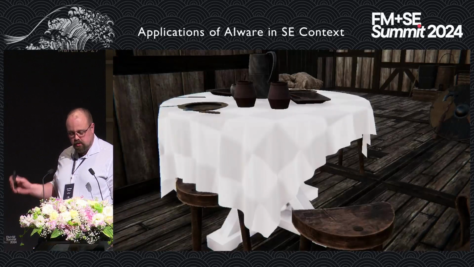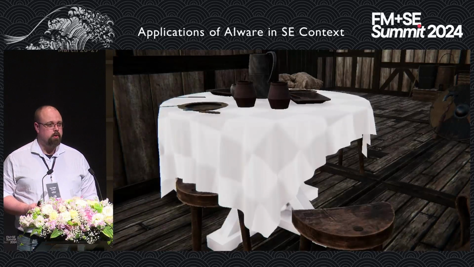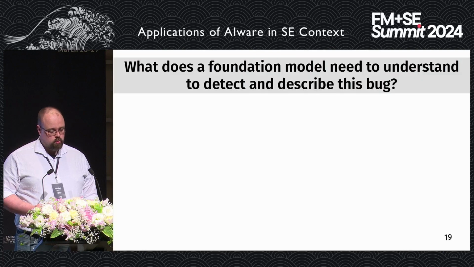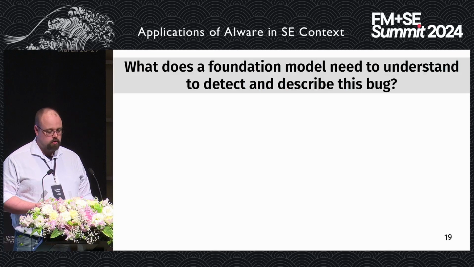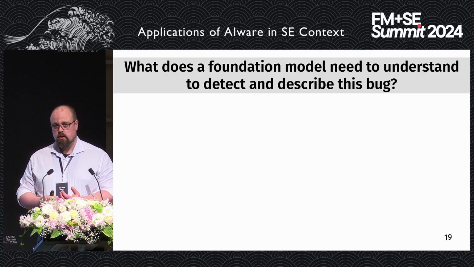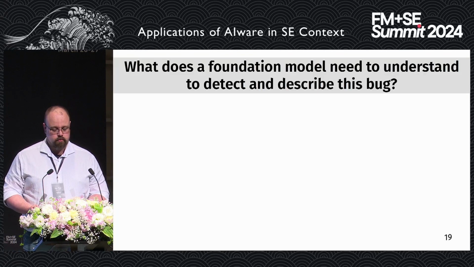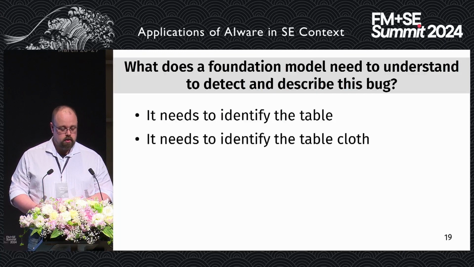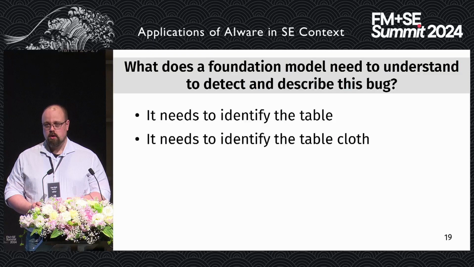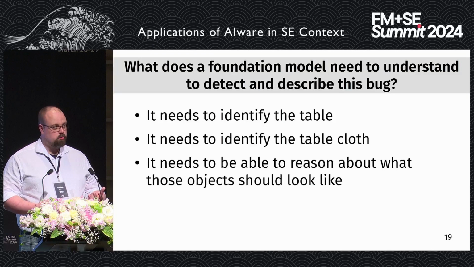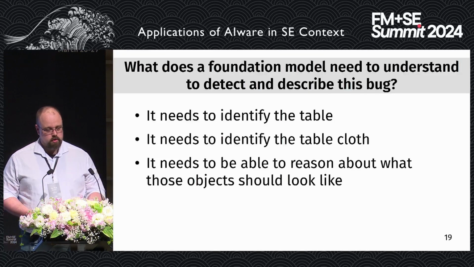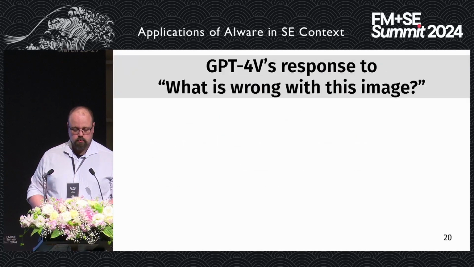But let's take a little bit of a simpler example, right? Let's go back to our placeholder texture bug. So what does a foundation model need to understand to detect and to describe this bug? So first of all, it needs to identify the table, okay? Then it needs to identify the tablecloth. And then it needs to be able to reason about what they normally should look like. Okay, so this is a very, very difficult problem.